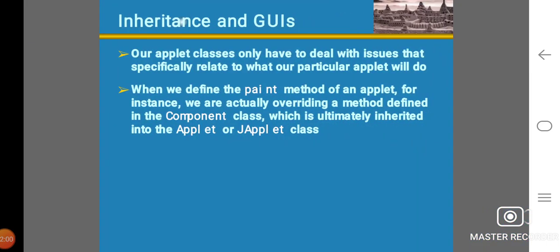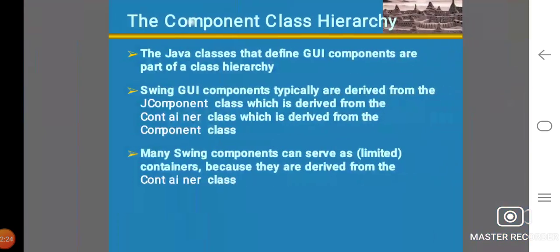Inheritance and GUI continuation. Our applet classes only have to deal with issues that specifically relate to what our particular applet will do. When we define the paint method of an applet, for instance, we are actually overriding a method defined in the Component class, which is ultimately inherited into the Applet or JApplet class.